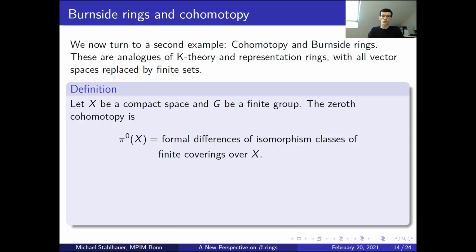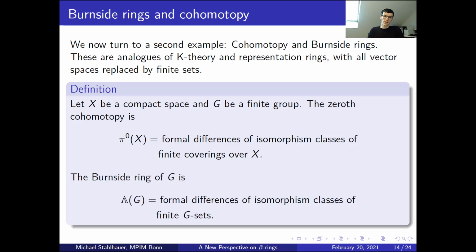So we make the following definitions. The zeroth cohomology group of a compact space is now formal differences of isomorphism classes of finite coverings of X. So where before we had finite vector bundles, where the fibers are vector spaces, we now have finite coverings where the fibers are finite sets. And for the Burnside ring of G, we define this to be formal differences of isomorphism classes of finite G-sets, where we replaced vector spaces with the G action by finite sets with the G action. Okay, those are the definitions.